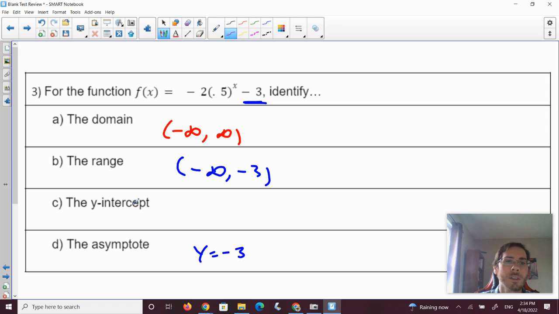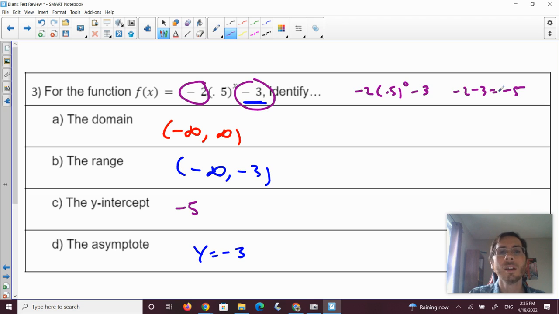And lastly, the y-intercept. For the y-intercept, we're going to take this number that we have, but this time we have to be careful because we are shifting down by 3. So we'd normally be at negative 2, but now we should be at negative 5. And if we want, we can double check: negative 2 times 5 to the 0, minus 3. Negative 2 minus 3 is negative 5.